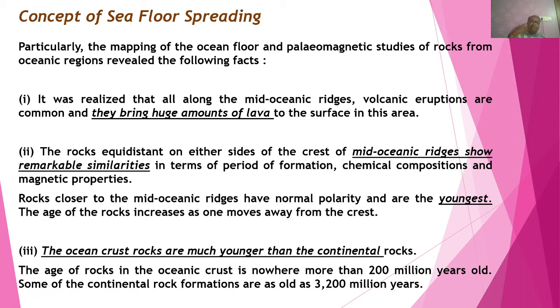The ocean crust rocks are much younger than the continental rocks. The age of rock in the oceanic crust is nowhere more than 200 million years old. Some of the continental rock formations are as old as 3200 million years. So if you take a rock from the ocean and a rock from the continent, you can see the differentiation of the age. From that differentiation, it is very clear that the oceanic floor is very young. It is not only very young, but it is still spreading at a rapid rate. It is forming by itself.